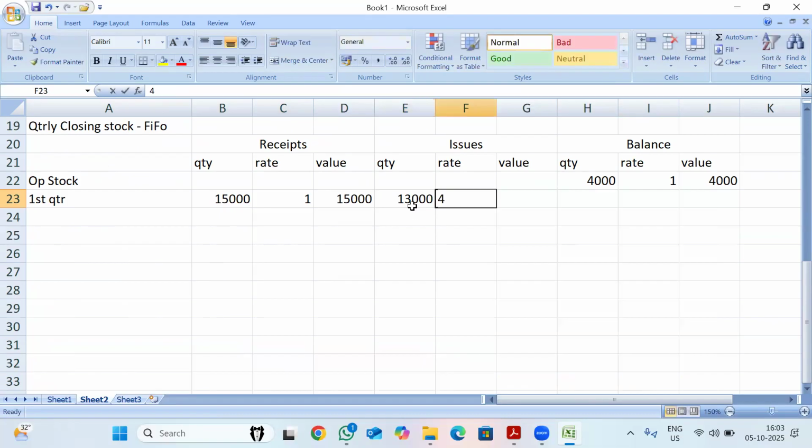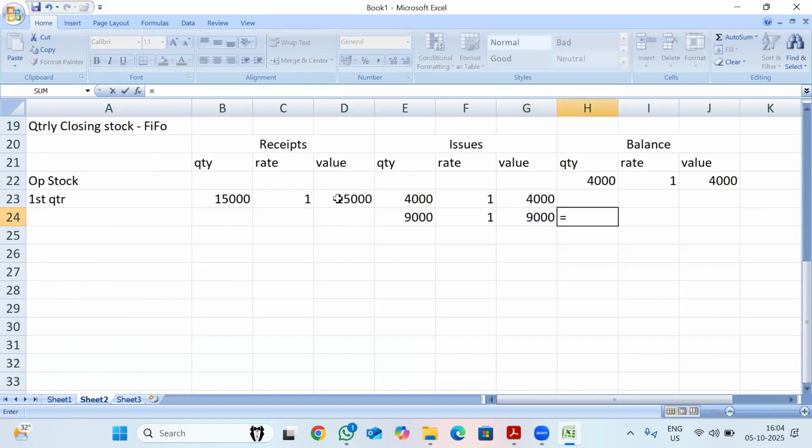For the first 4,000 units, I'm going to issue based on my opening value. So 4,000 into 1, 4,000 rupees. In 13,000, already this 4,000 is gone. So 9,000 will be issued from this receipt. So 9,000 will be gone. Now my closing stock will be, out of this 15,000, this 9,000 is already issued. This is based on 1 rupee each. So here I'm having 6,000 as my value.